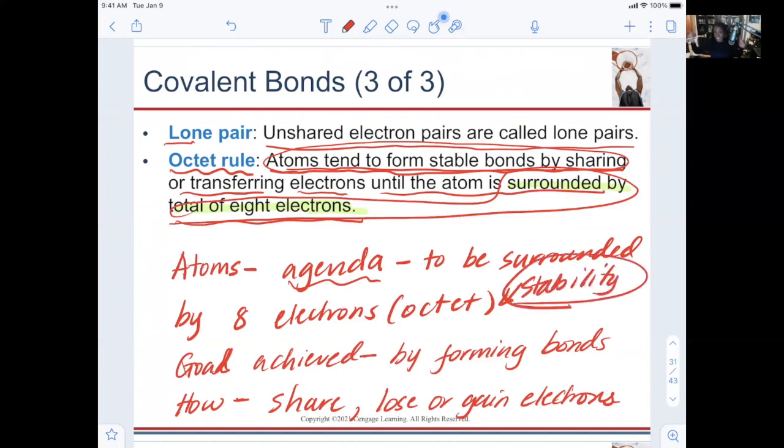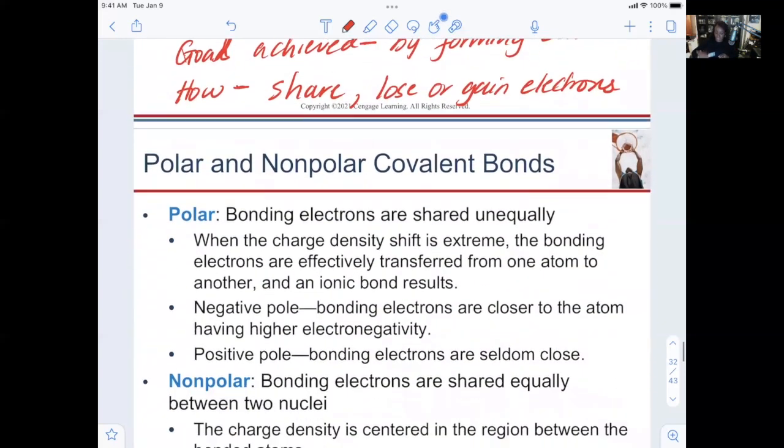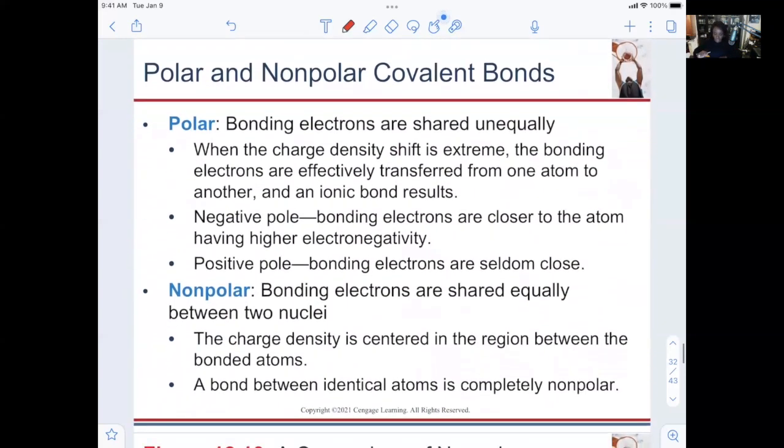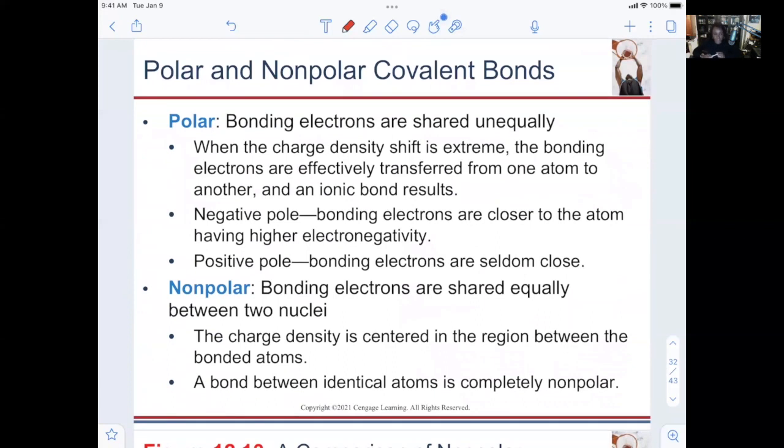You know when you've made it in life? When the elements have reached stability, that is symbolized by being surrounded by 8 electrons. So when they're striving to form bonds with each other, bonds with other elements, they're really trying to reach that status of stability, right? That status symbol, stability, octet, 8 electrons. Okay, then we're moving on to polar and non-polar covalent bonds. So the context of this is covalent bonds.